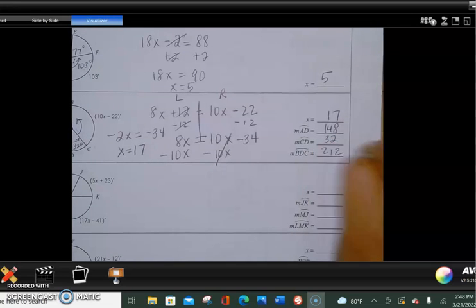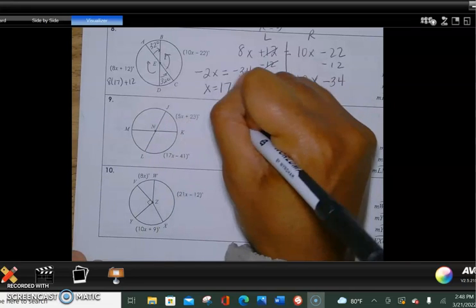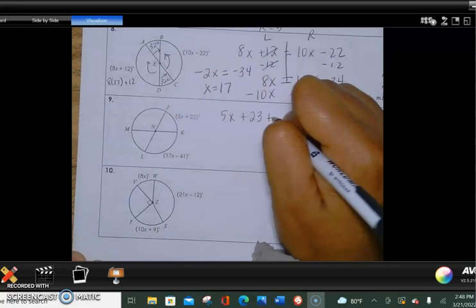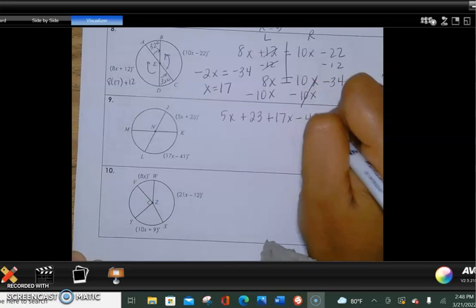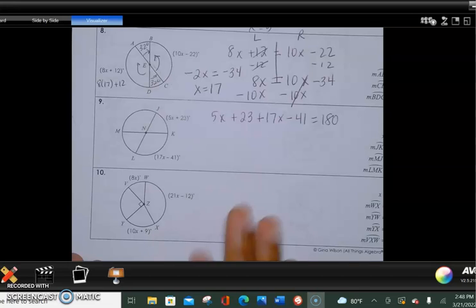That's it. All right, so I hope that was helpful. And then, just a hint on number 9, same thing here. This piece here and this piece right here makes 180. So add these two together and set it equal to 180. So 5x, I'm just going to do the setup, plus the 17x minus 41 equals 180. Okay, solve for x, move your numbers to the right, and then solve for x.